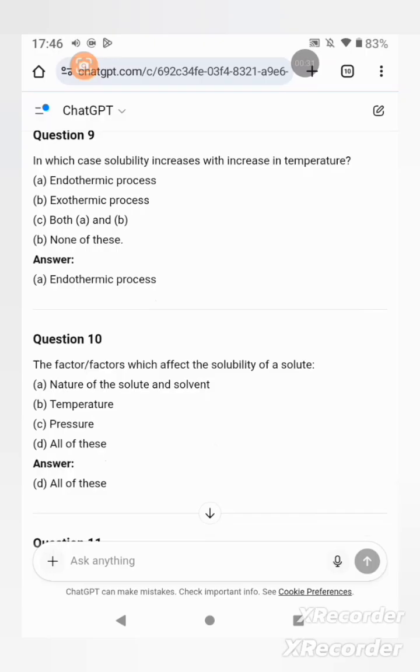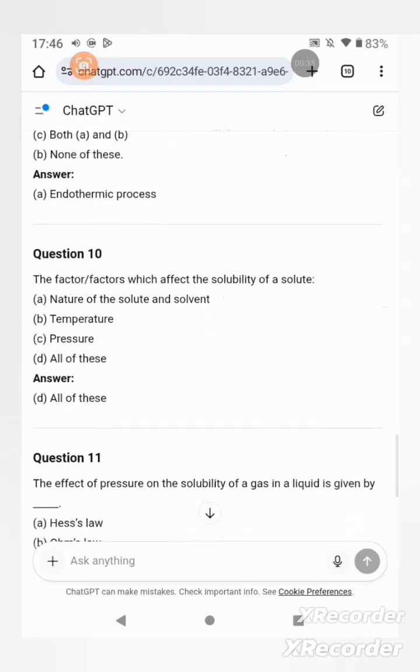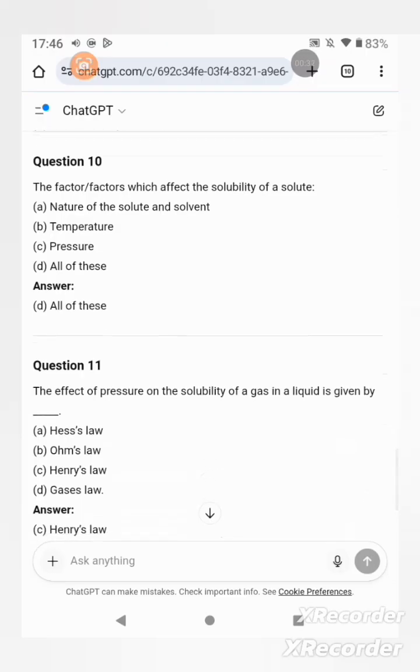Question 10. The factors which affect the solubility of a solute: A. Nature of the solute and solvent. B. Temperature. C. Pressure. D. All of these. Answer: All of these.